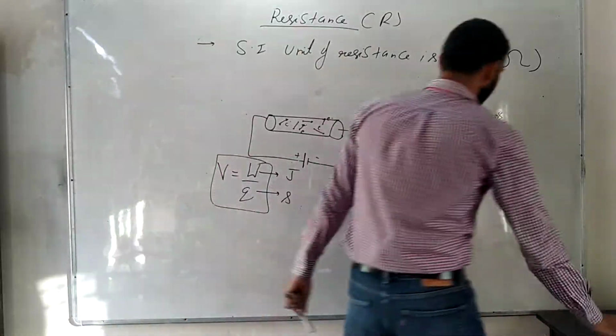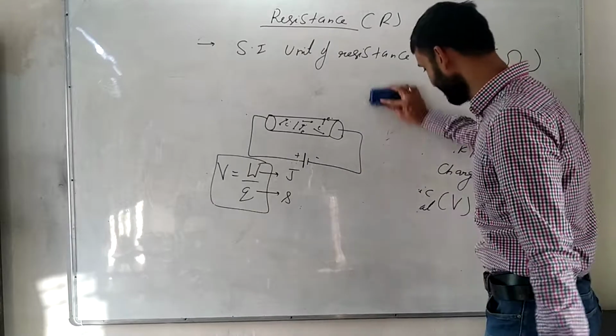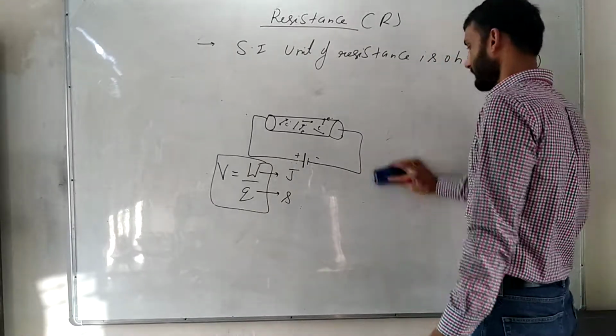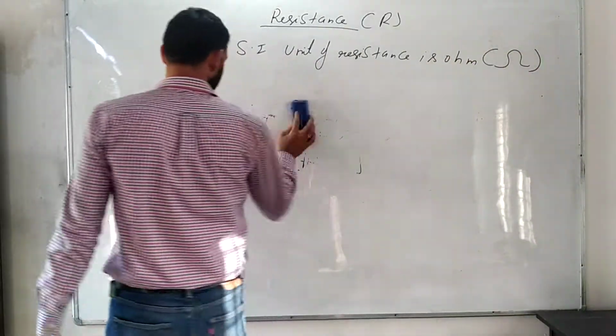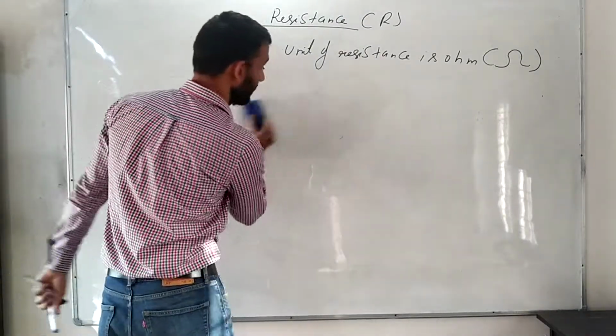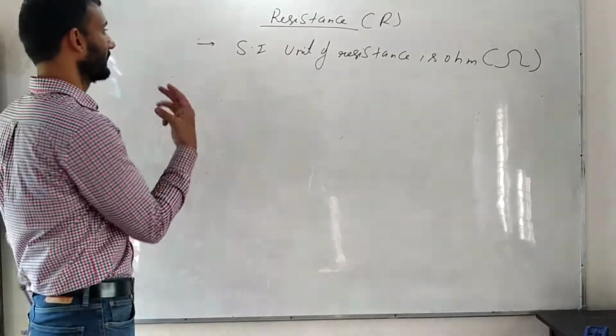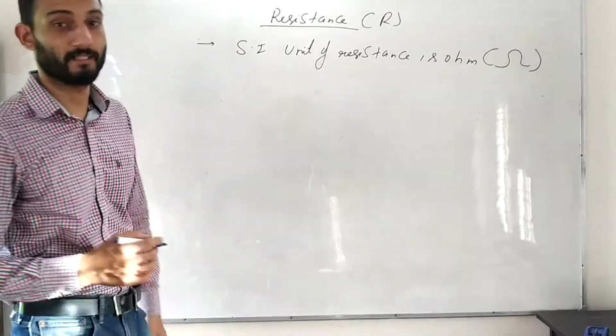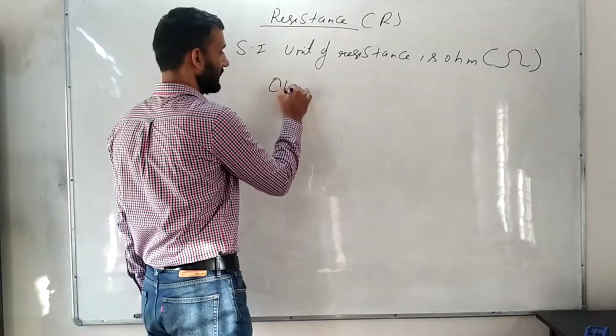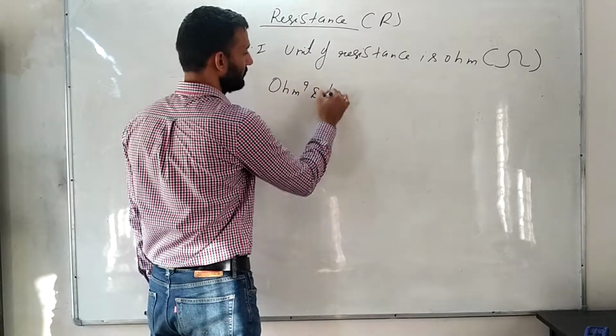Now there is an important law which tells us the relation between these three quantities. What three quantities? First, current, second, electric potential, and third, electric resistance, and that is known as Ohm's law.